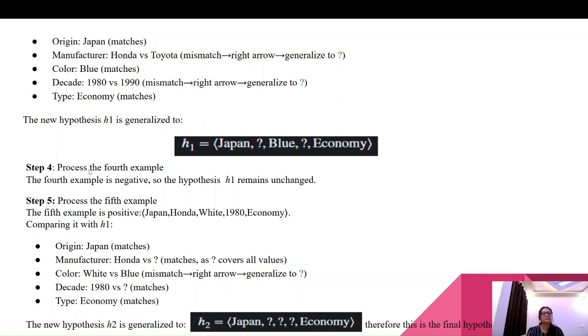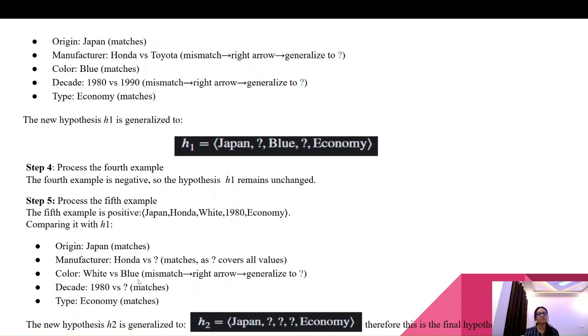Step 4, process the fourth example. The fourth example is negative, so the hypothesis H1 remains unchanged. Step 5, process the fifth example. The fifth example is positive: Japan, Honda, White, 1980, Economy, comparing with H1. Japan matches. Honda versus question mark matches, as question mark covers all the values.